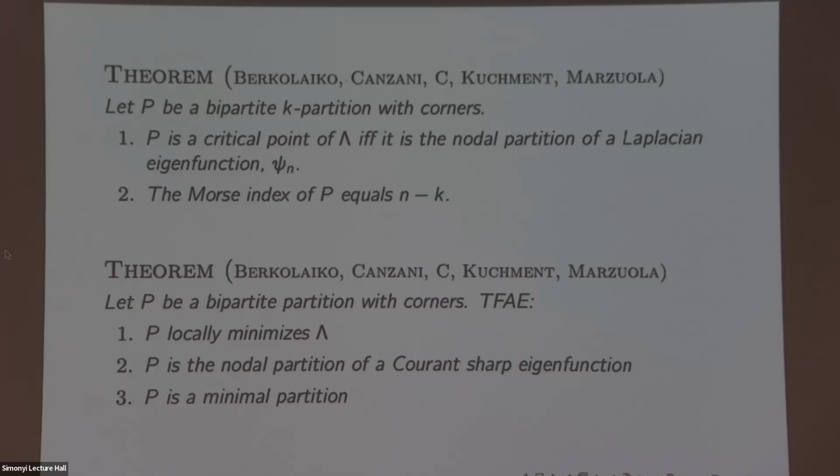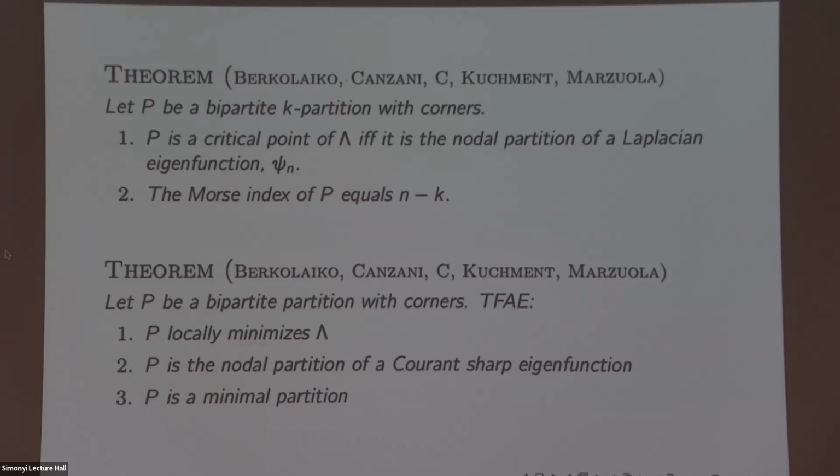Okay, so what are some consequences of this whole setup? We have some k-partition with corners, so everything is piecewise smooth. I'm assuming it's bipartite now. I'll get to the non-bipartite case in a minute. First thing we can show is that critical points of this energy functional are exactly nodal partitions of Laplacian eigenfunctions. That's an if and only if statement.